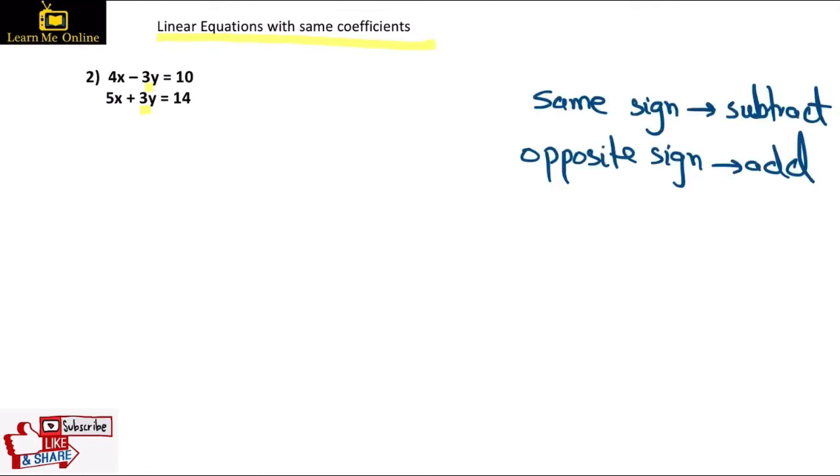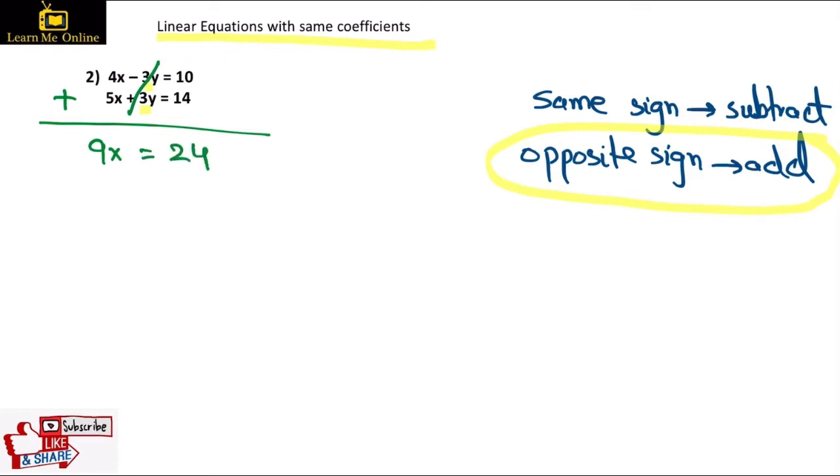We're going to see that they have opposite signs, because the y variable in the first equation is negative and in the second equation is positive. So we have this situation, opposite signs, which means we're going to add them together. Now I'll be adding the two equations together. 4x plus 5x would be 9x. Minus 3y plus 3y will cancel each other. 10 plus 14 would be 24.